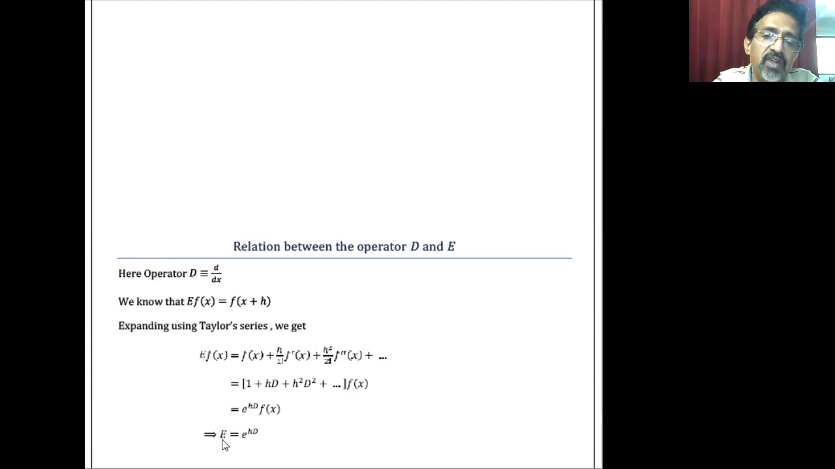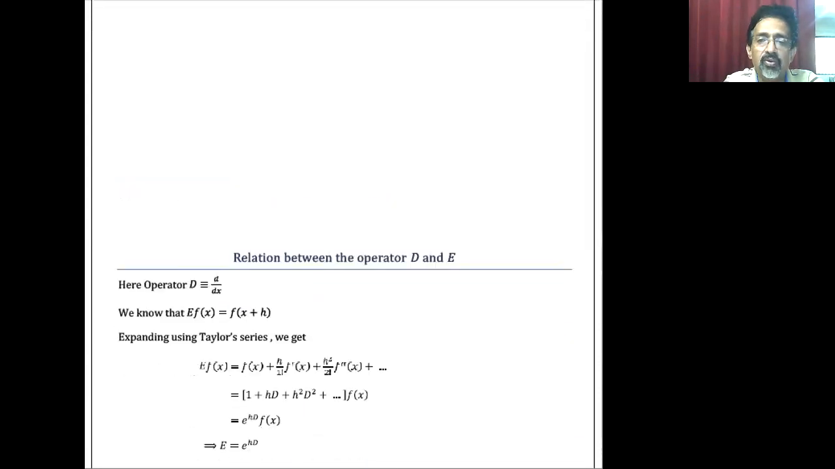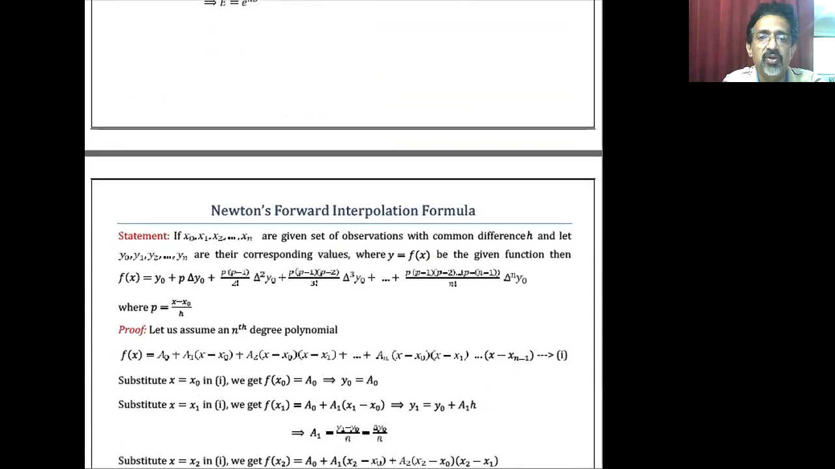So the shift operator E, I can replace by e raised to h into D. H is what? It is the common difference, into D, where capital D is d by dx. It is the relation between the differential operator D and the shift operator E. Anyway, it is not in the syllabus. Out of curiosity, if you want to go for higher studies, definitely you require all these things in preparation for your GATE examination. So from that point of view, I have kept this just for your reference.